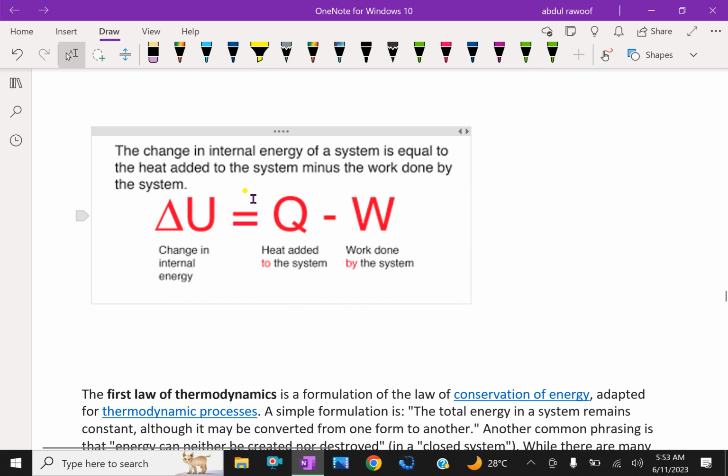The change in internal energy of the system is equal to the heat added to the system minus the work done by the system. Delta U, the change in internal energy, equals Q, the heat added to the system, that is Q is positive, and the work done by the system, W, is negative.